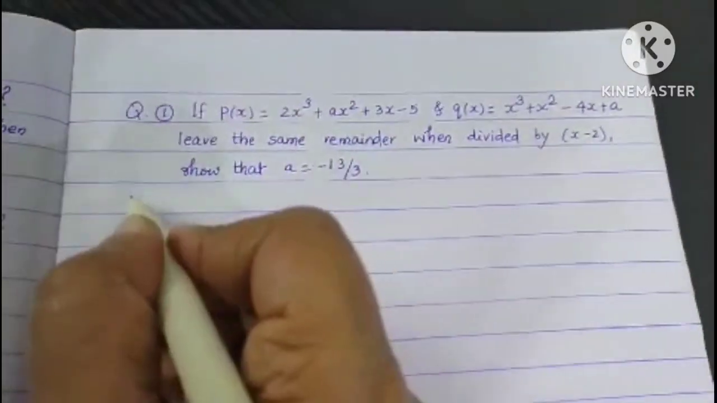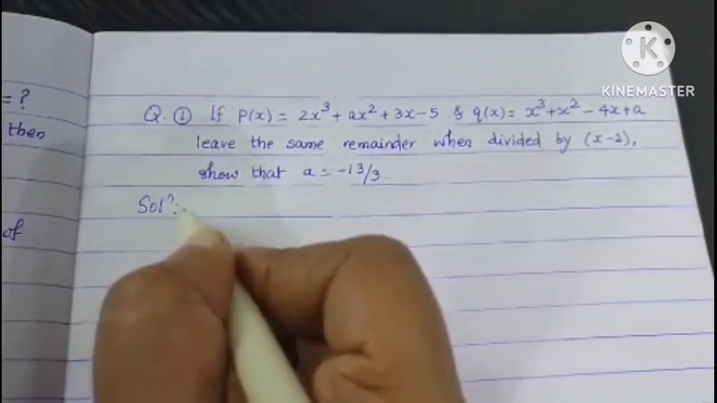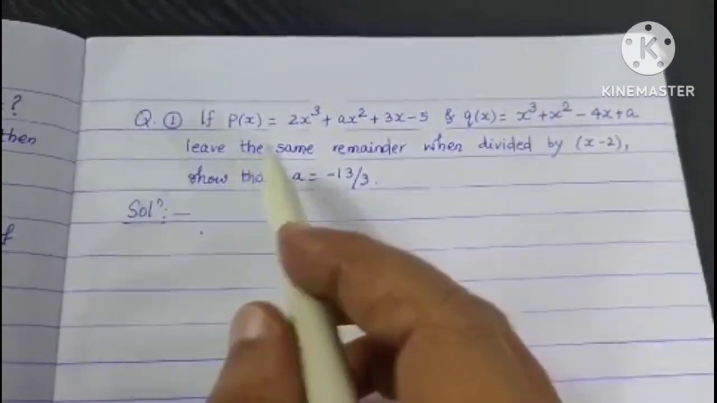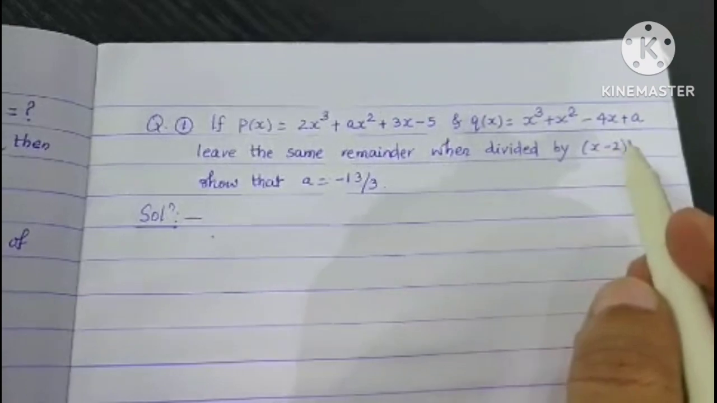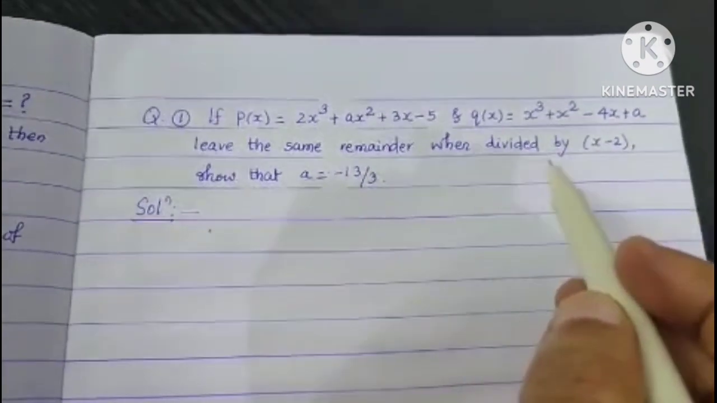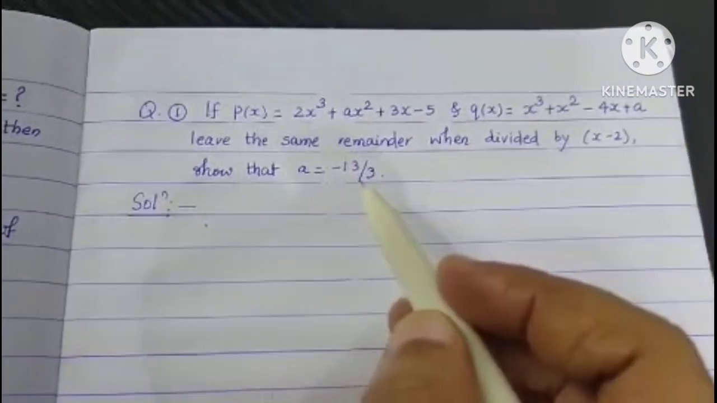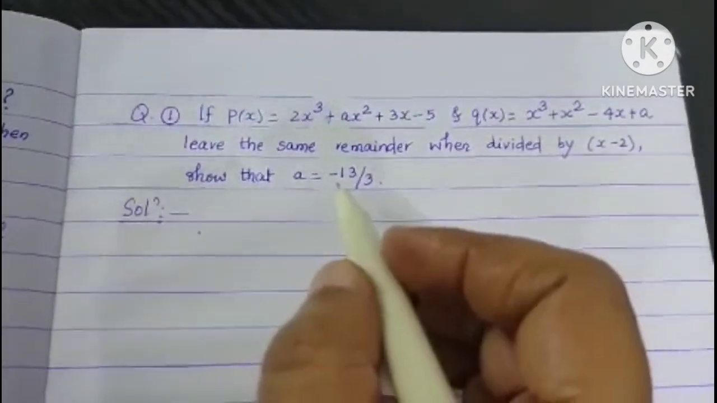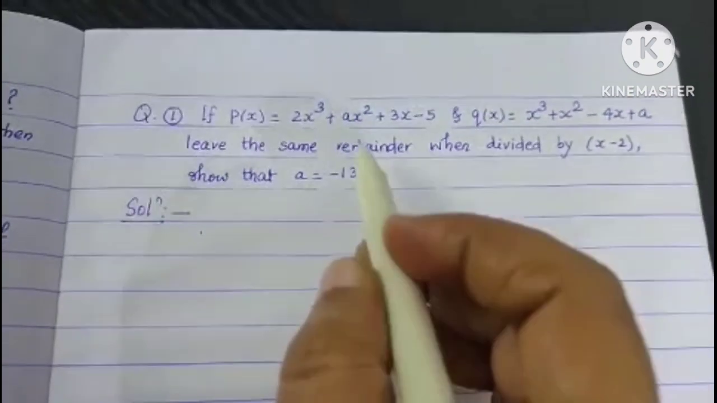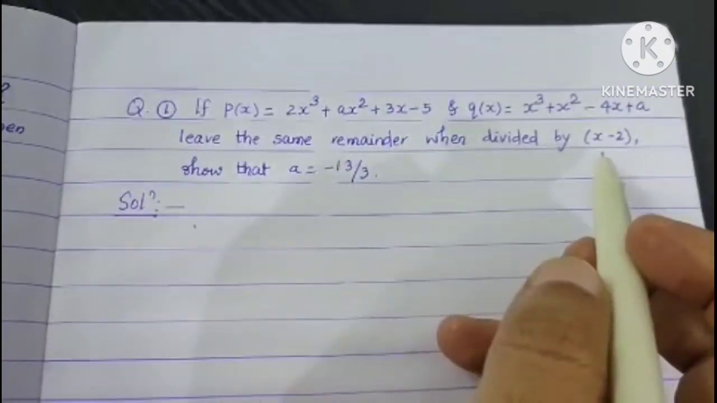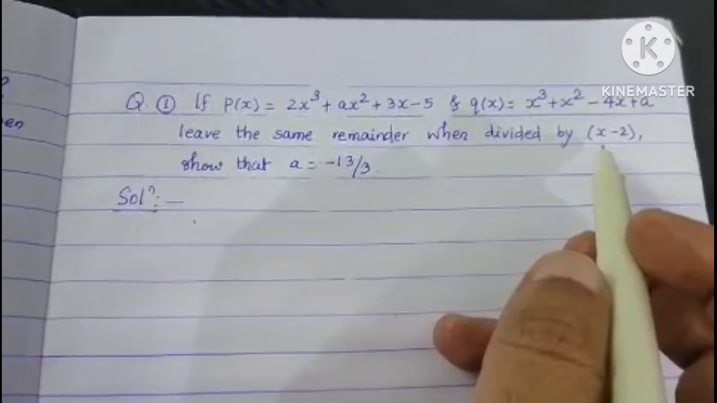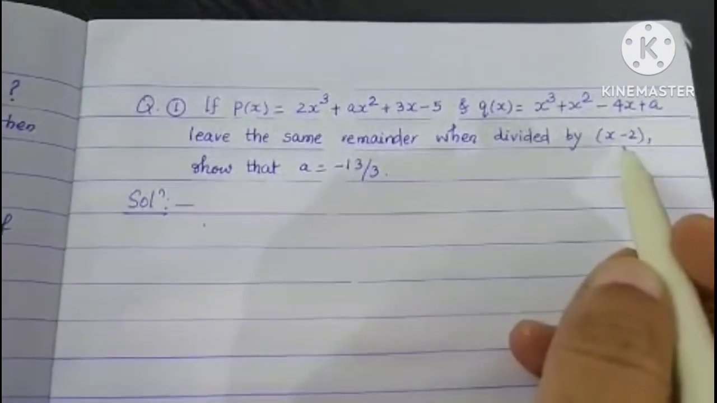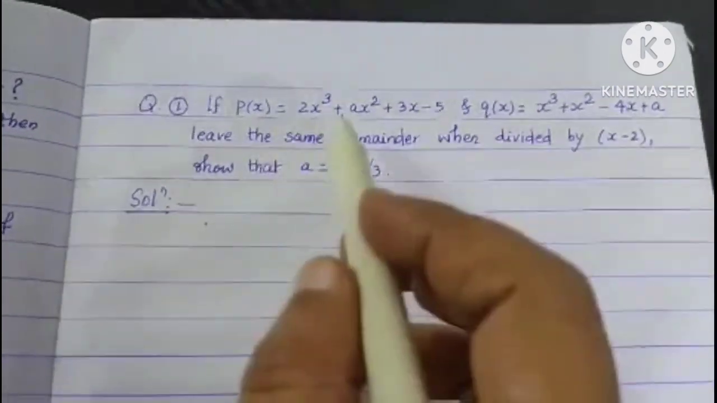So friends, I have taken this question and let us solve it like a subjective type question. If px and qx leave the same remainder when divided by x minus 2, then find a equal to minus 13 by 3. Basically, from the remainder theorem we know that when this expression is divided by some divisor x minus a, then pa will be the remainder.